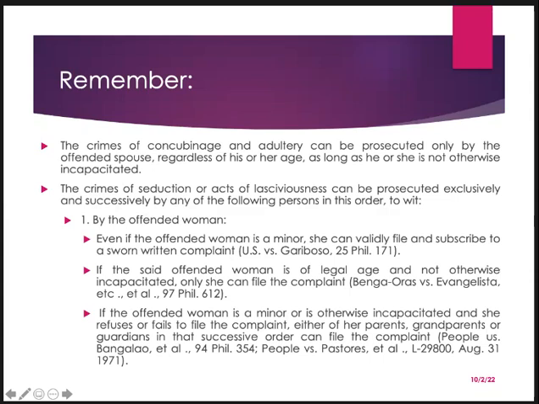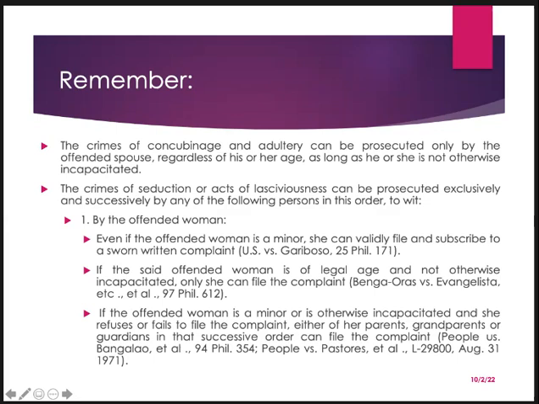Remember, when we say adultery, it is actually the wife who commits the illicit affairs. When we talk about concubinage, it is the husband who commits the same. Okay? So if it is adultery, in this case, if Juana is the one who committed it, it shouldn't be the wife of Pedro, the lover of Juana, who files adultery, but the husband of Juana who files adultery.